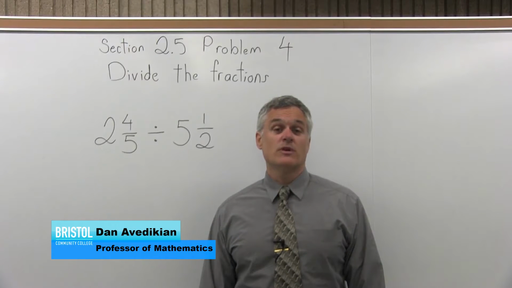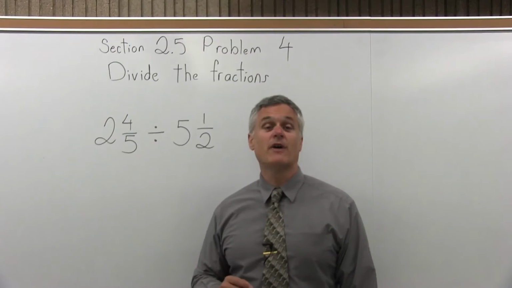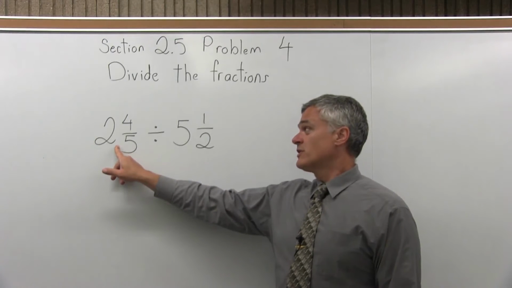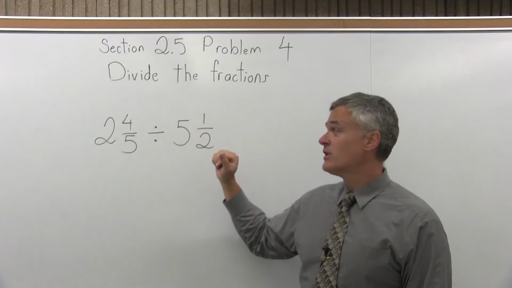This is Section 2.5, Problem 4. It says divide the fractions 2 4/5 divided by 5 1/2. So when you divide fractions, what you do is you leave the first fraction the same, change the problem to a multiply, and invert or flip the second fraction.